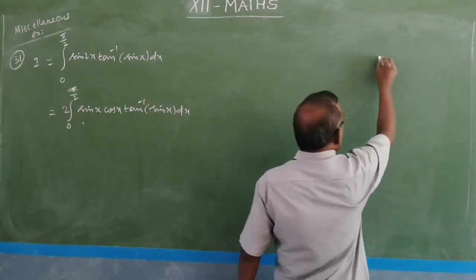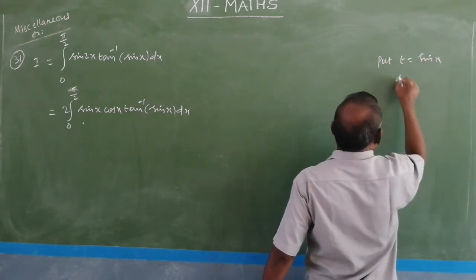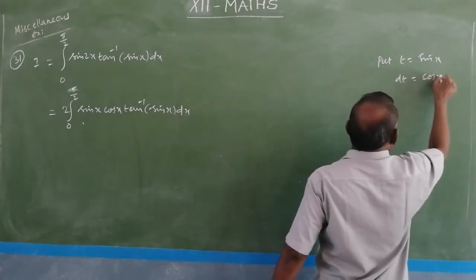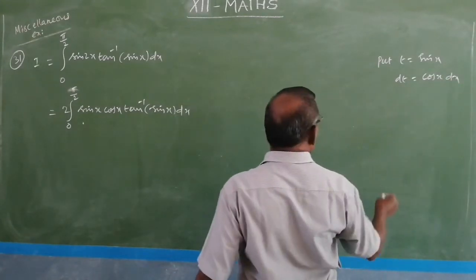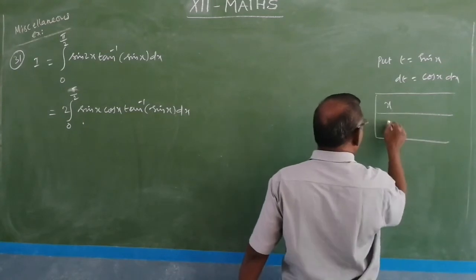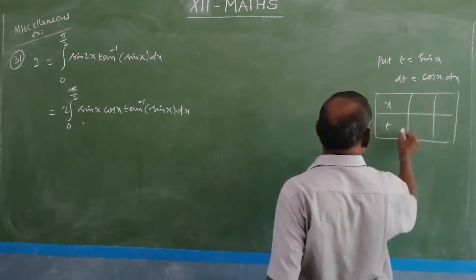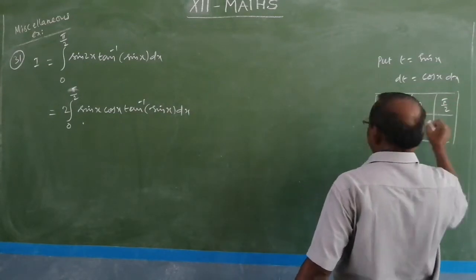So put t equal to sin x, therefore dt equal to cos x into dx, and also change the limit, x to t, when we have given 0 to pi by 2.